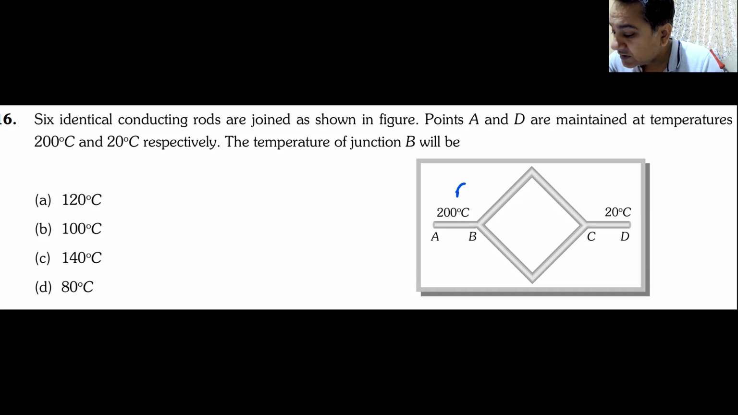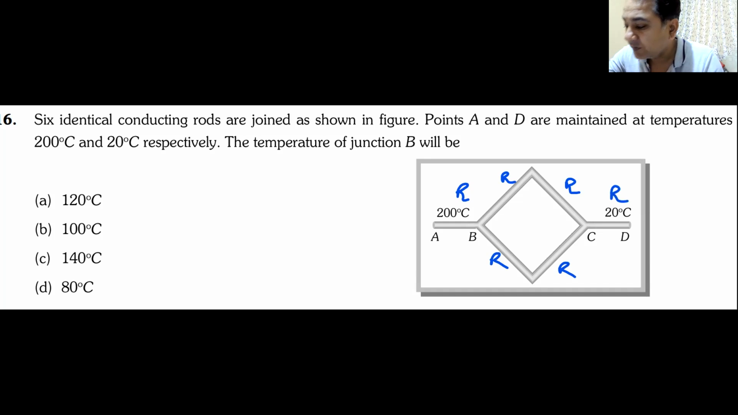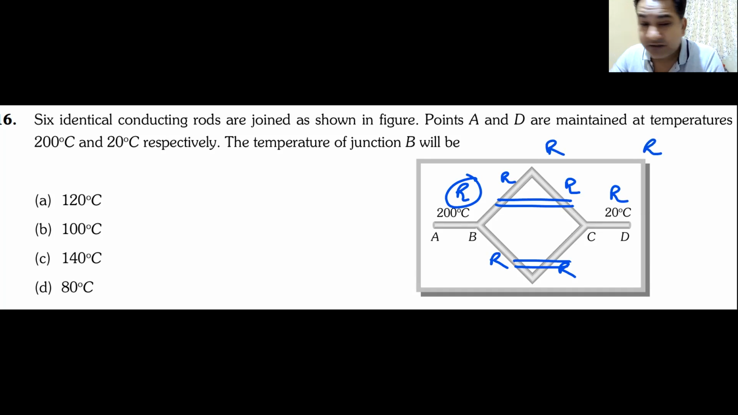Okay. So if I call the resistance of this as R, the resistance of this also becomes R, this also becomes R, and so on for all six rods. You can find the effective resistance. This becomes 2R, this becomes 2R, 2R and 2R in parallel becomes R, right? So this is R, this is R, and this is R. So the total resistance becomes 3R. Do we understand this? It's pretty simple. The effective resistance becomes 3R. I can find out the thermal current. The thermal current will be 200 minus 20 divided by 3R. Do we understand this? Yes or no?